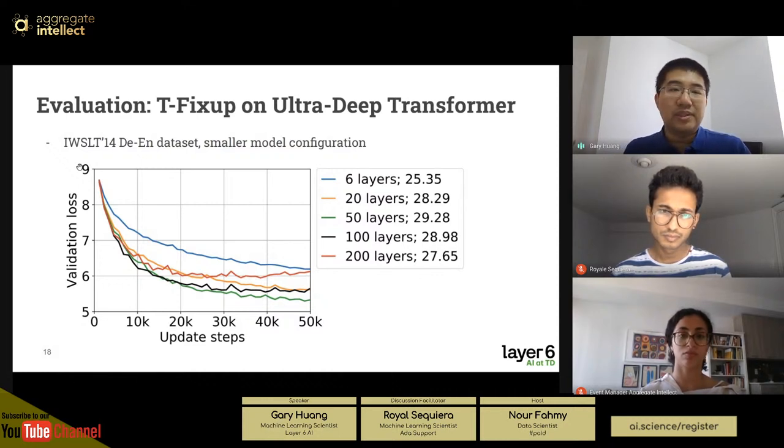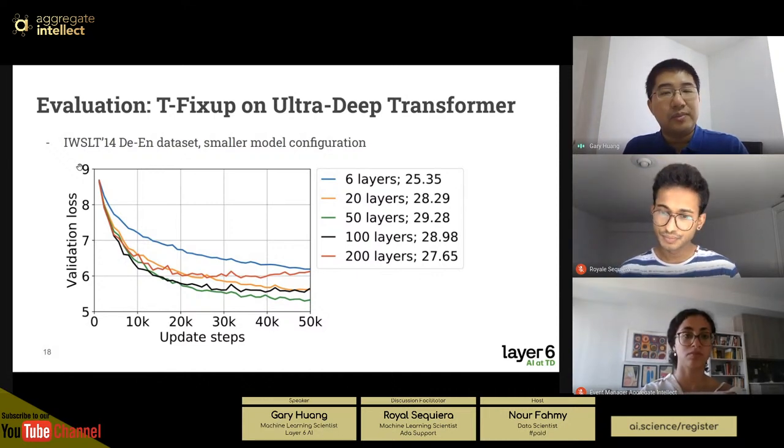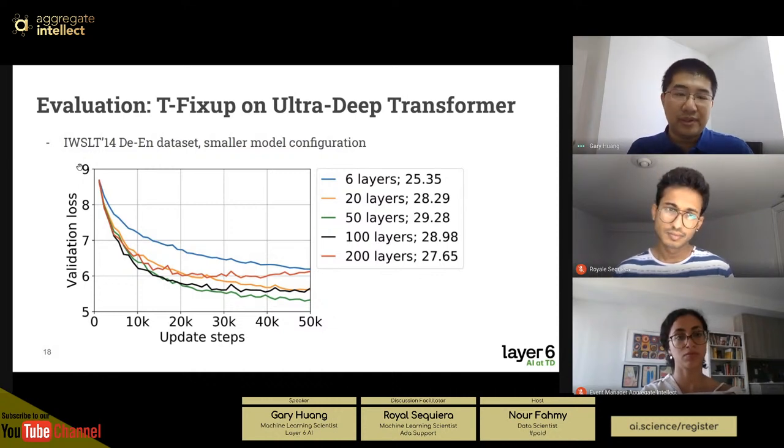We see that all models were successfully trained and have a smooth validation curve. Beyond 50 layers, we observe some overfitting due to the small size of the dataset and the small size of the model. But all models achieve reasonable BLEU score considering the reduced dimensions and shortened training durations, showing no indication of divergence or other optimization problems. These results further support the conclusion that our initialization can be successfully used to train very deep transformer models, opening up avenues for future researchers in this area.